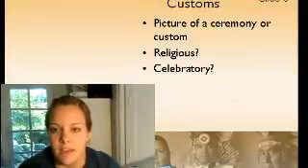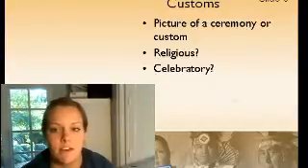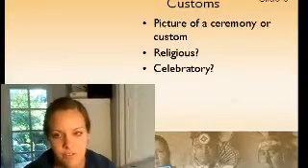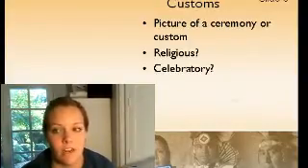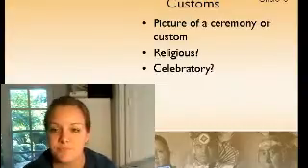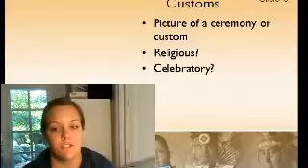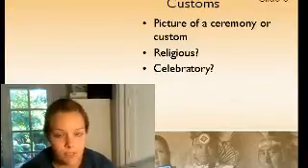The sixth slide is all about your group's customs. So this is where you need to have a picture of a ceremony or custom. Now granted, it might not necessarily be a photograph of a ceremony or custom happening, but it could be a drawing or a sketch that you found on the internet. So you're going to include your picture, and then you're going to explain some of the customs your tribe has. Were they religious ceremonies? Were they celebratory ceremonies?